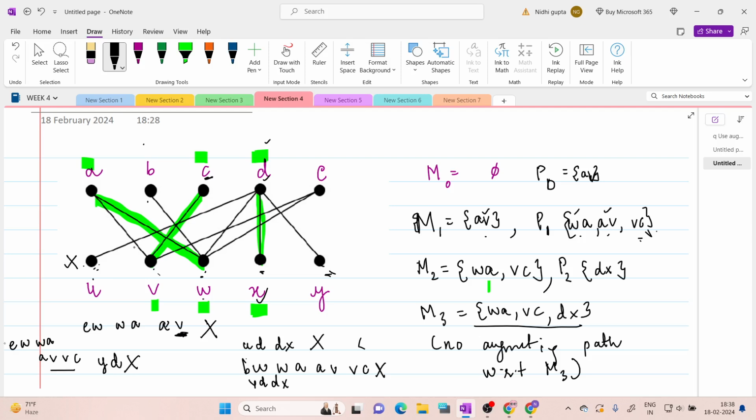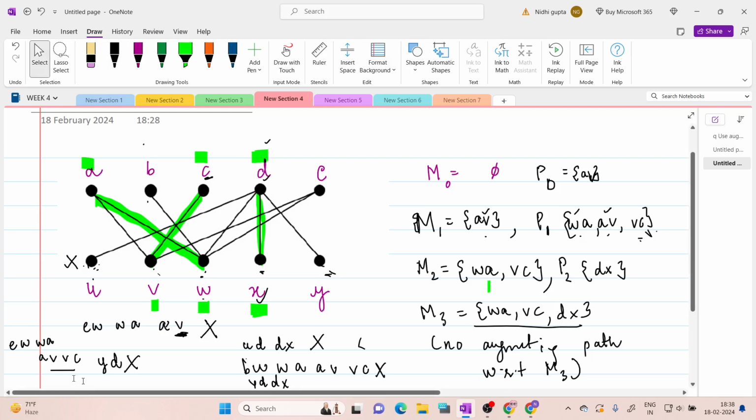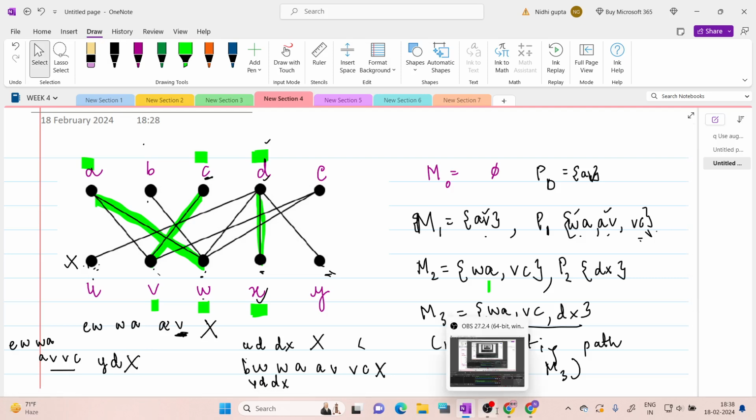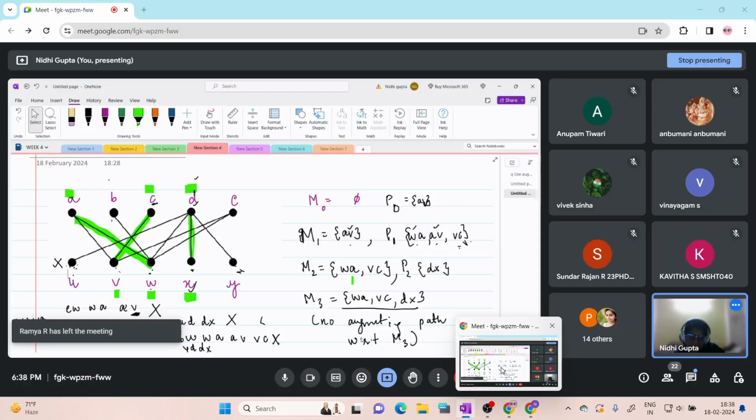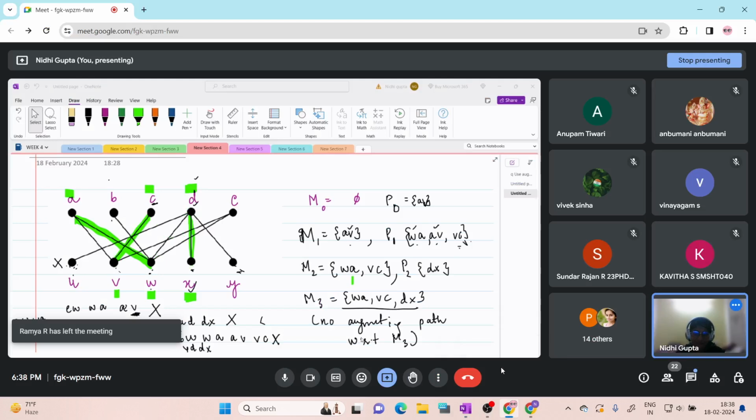So you see there is no augmenting path with respect to this matching, and therefore it has to be a maximal matching. And by the algorithm we have arrived at a maximal matching. So is it clear to everyone, this question? Any doubts in this question? Okay, if there are no doubts in this question, good.